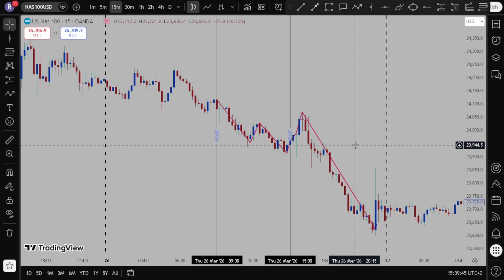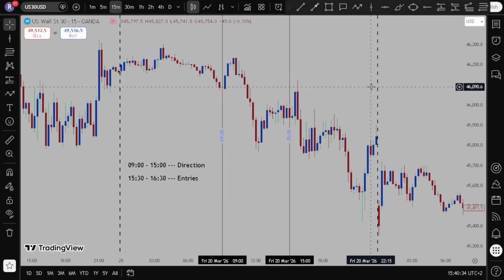Easy as that. You don't need to complicate this thing, man. You just have to look at it in the same way as I just told you. Let's move on to another scenario. So here is the third example on the US30. Let's look at it and see what we have.